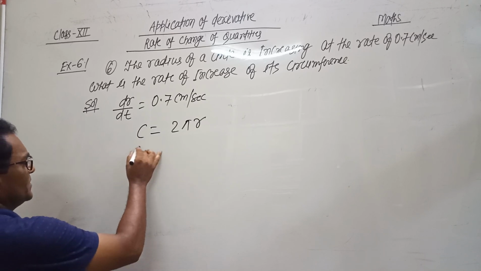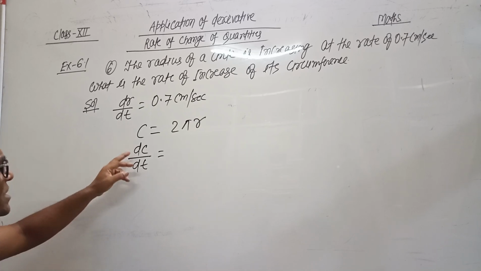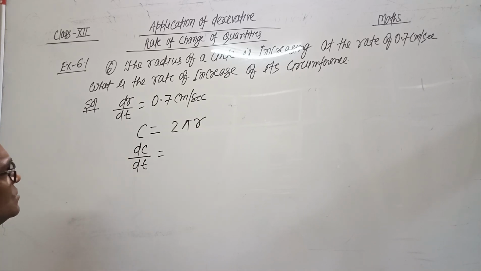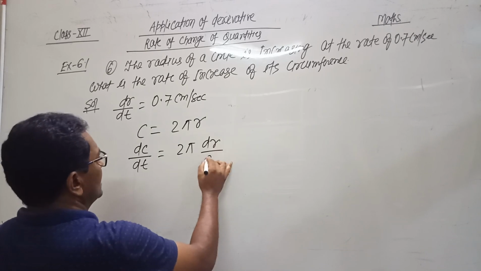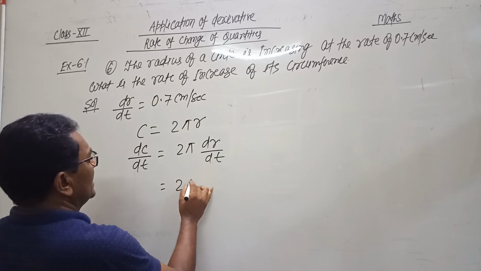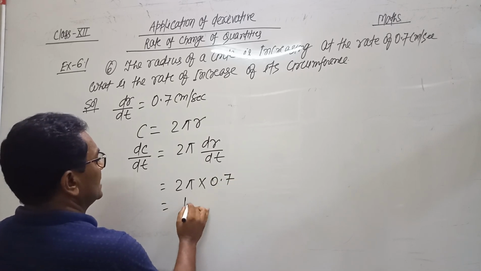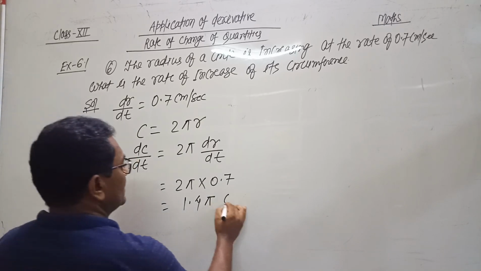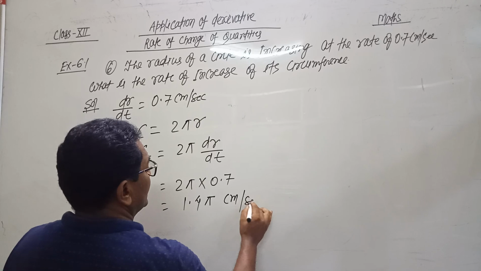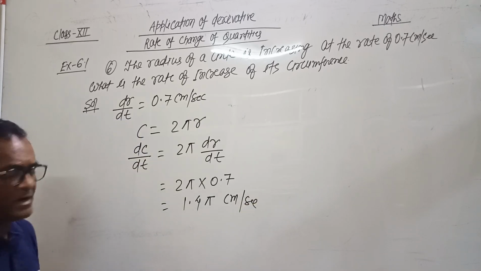Now differentiate with respect to t. So dC by dt, the change in circumference with respect to time, or rate of increase of its circumference: 2 pi is the constant term, differentiation of r is dr by dt. So 2 pi and the value of dr by dt is 0.7. So the result comes 1.4 pi, and the unit of circumference is centimeter and the unit of time is second. So the result is 1.4 pi centimeter per second.